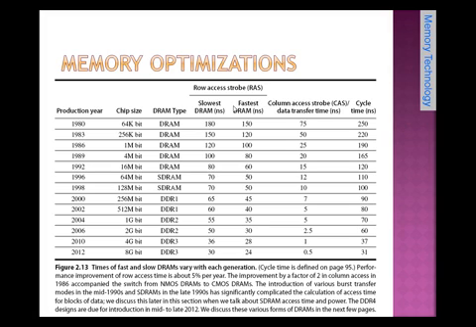This is a memory optimization table. In production year 1980, the chip size is 64K bit, dynamic RAM is used, and 180 nanoseconds is the slowest. Fastest is 150, the column access or transfer rate is 75 nanoseconds, and the cycle time is 250 nanoseconds. So these are the multiple configurations used for memory optimization, starting from year 1980.